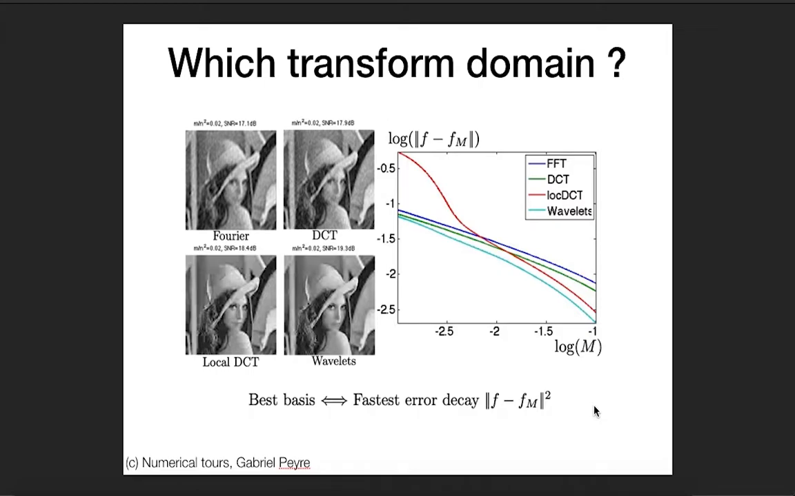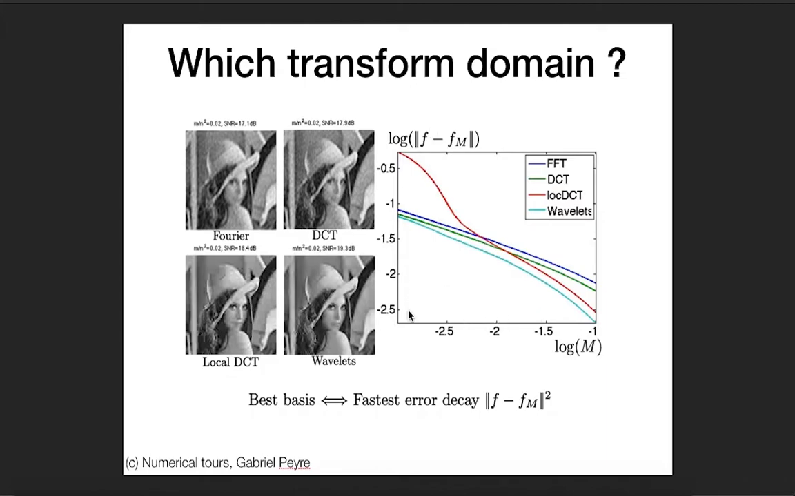So the question now is, why do it in DCT, and why not do it in the Fourier transform or, let's say, wavelets? If you see, this plot basically tells you how much it is, in log scale, the x-axis and also the y-axis.